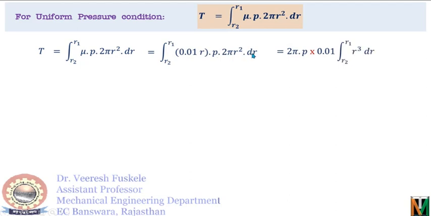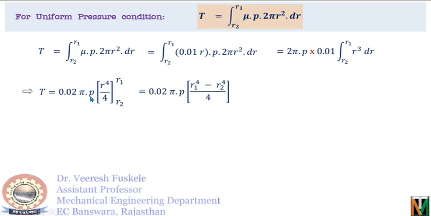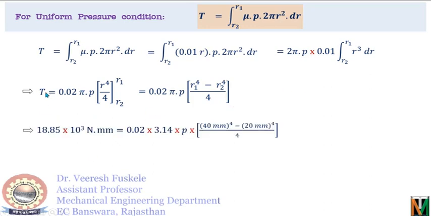Now what are the constant values that we will take outside? 0.01, P and 2 pi. So we have taken out the 2 pi, P and 0.01 outside. Then the remaining is R into R square, which will give you R cube. So integral R2 to R1 R cube dr. Integrating R cube, we have 0.02 pi P, R to the power 4 by 4 in the limits R2 to R1. So by putting the limits, we have 0.02 pi P, R1 to the power 4 minus R2 to the power 4, divided by 4. Now putting the values of R1, R2, we get torque is given as 18.85 into 10 raised to the power 3 Newton millimeter.